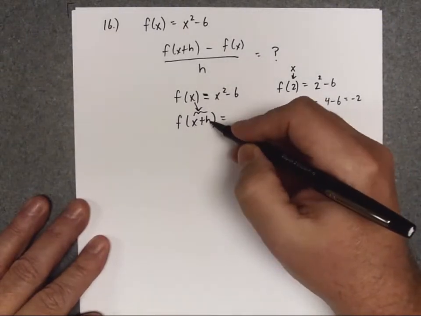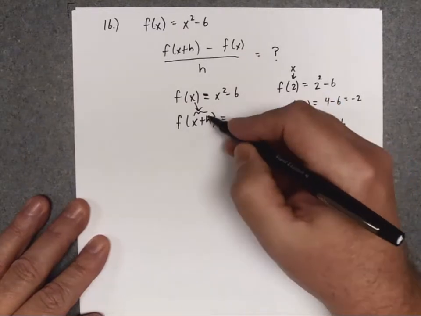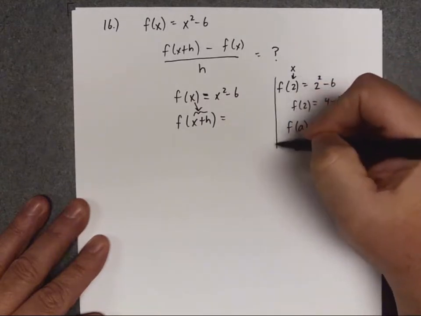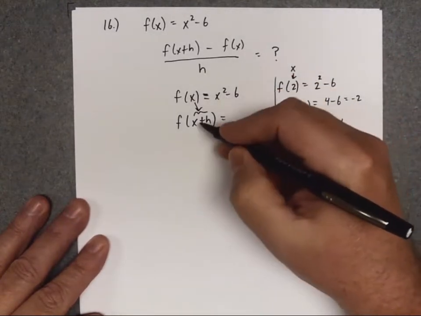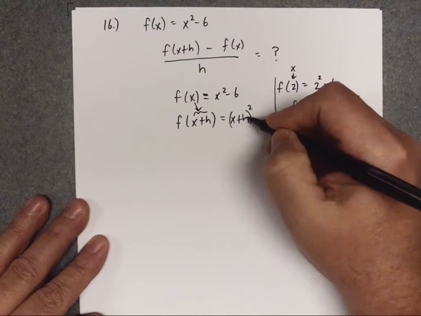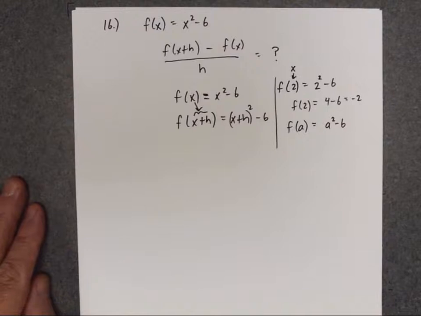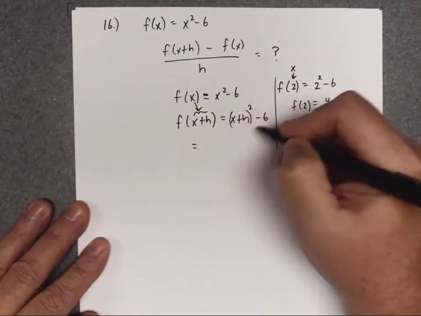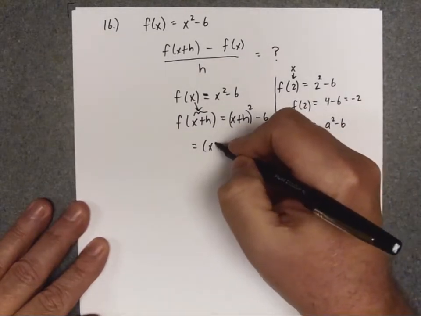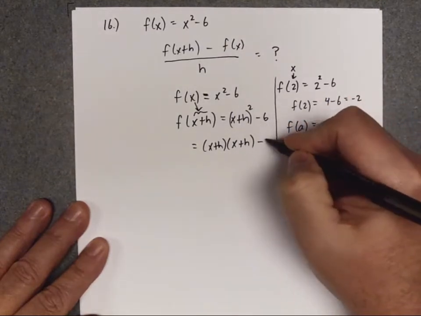So f of x plus h says go get your f function, and every place you have an x in your equation, you replace it with x plus h. So in this case, x squared minus 6, instead of x, I'm going to put in x plus h, and of course it gets squared, so this whole thing gets squared, and then you have the minus 6. As a matter of fact, just to make this simpler, let's go ahead and simplify this. x plus h squared, just to make it very clear, means x plus h times x plus h.